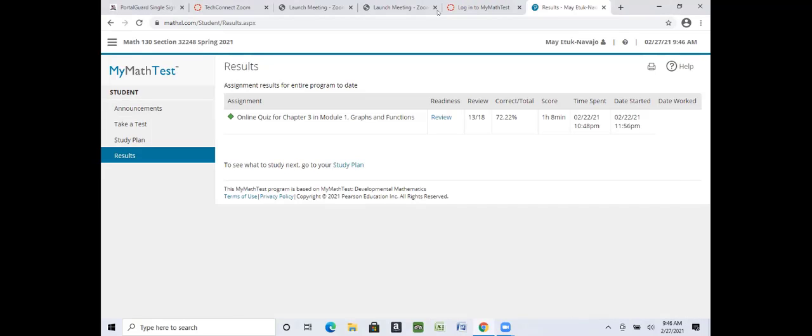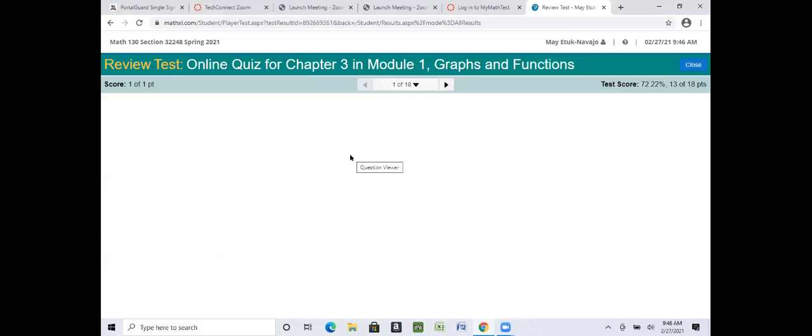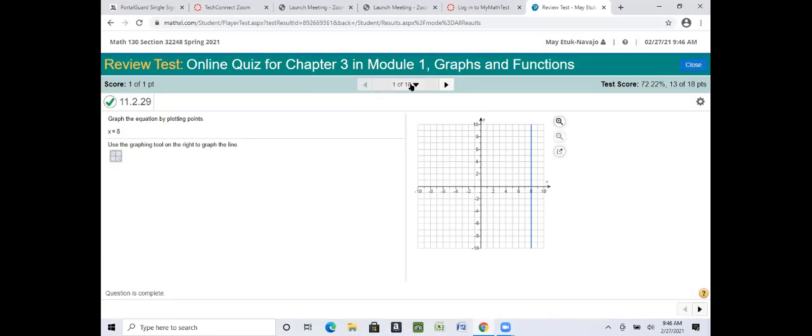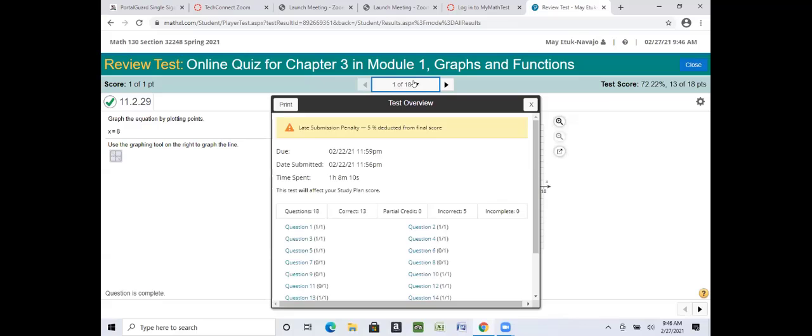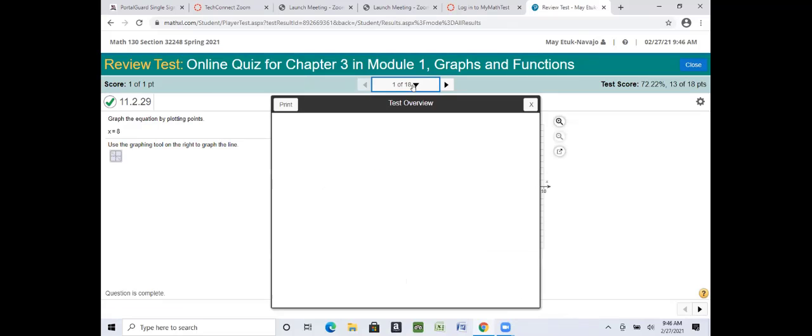So when you click on the review, like I did from my end, you can see which problems you did wrong. If you have a piece of paper right now, may I ask you to do me a favor and list these problems I'm giving you. Just write this on the piece of paper. What you want to do is click on this little arrow down and then see the list of the problems you did wrong.